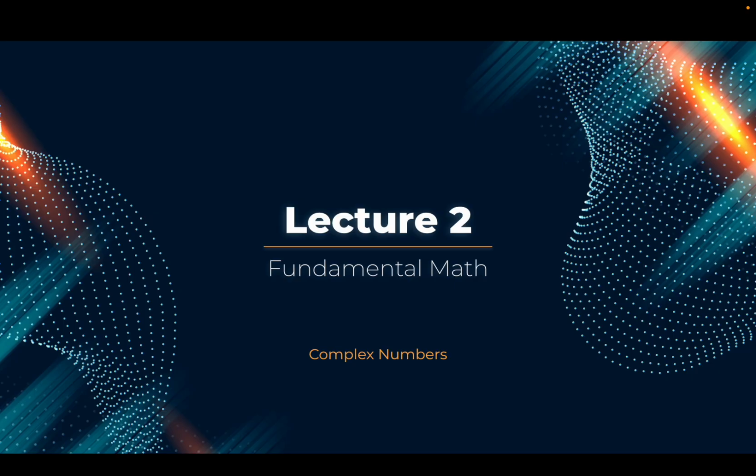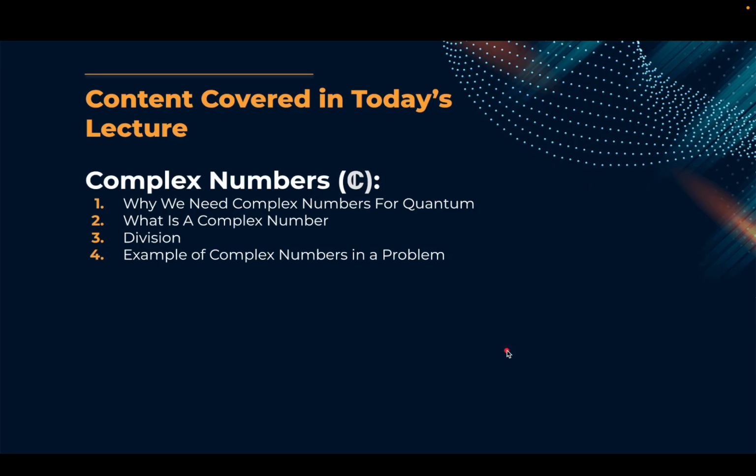Today we're going to be continuing talking about fundamental math and specifically complex numbers. So we'll be discussing why we need complex numbers for quantum science, what a complex number is, division, and an example of complex numbers in a problem.